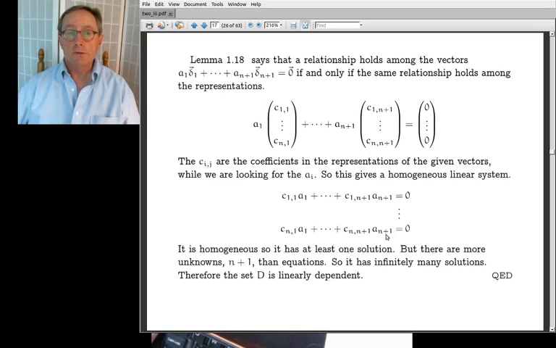Some variable, some A, does not lead a row. If you do Gauss's method on this, you get down to echelon form, and some A does not lead a row. There are infinitely many solutions. In particular, there's more than just the trivial solution. So there's a linear dependence among the members of capital D, so D isn't a basis.